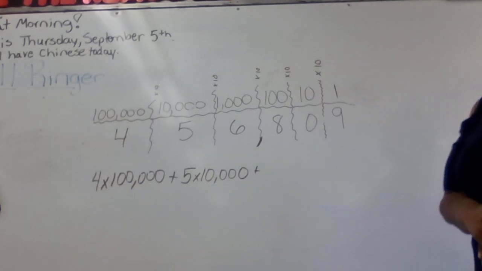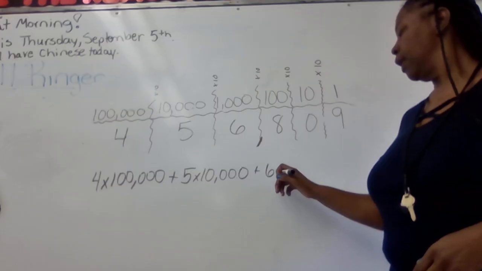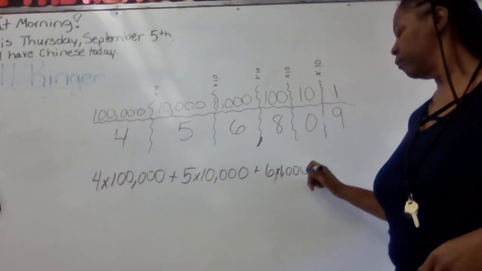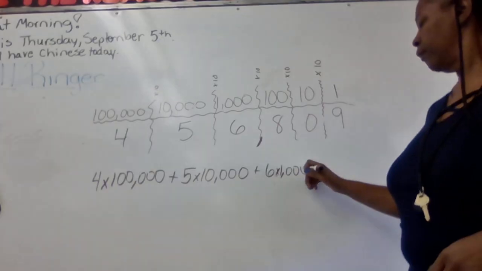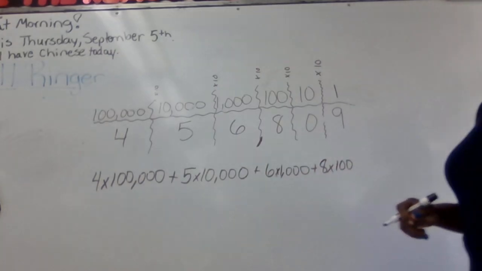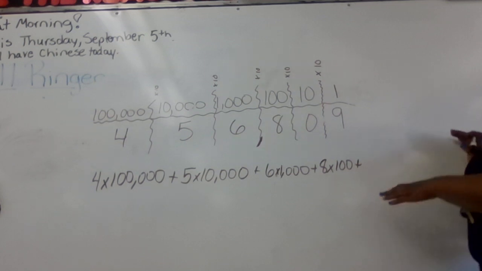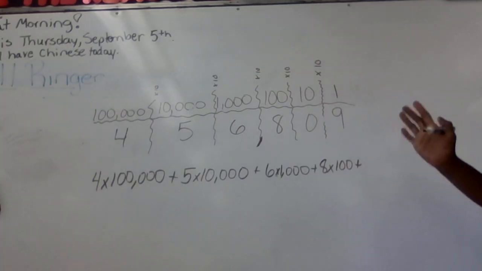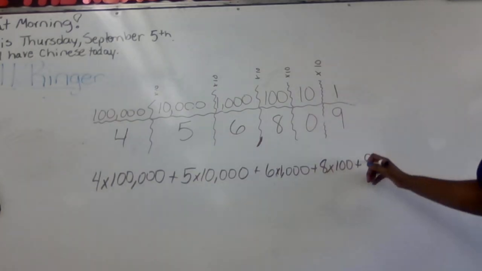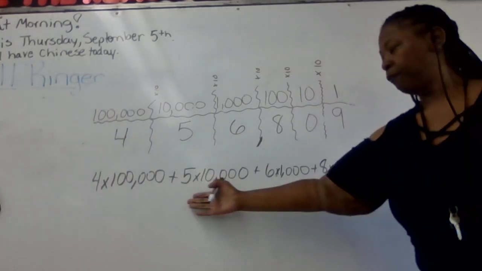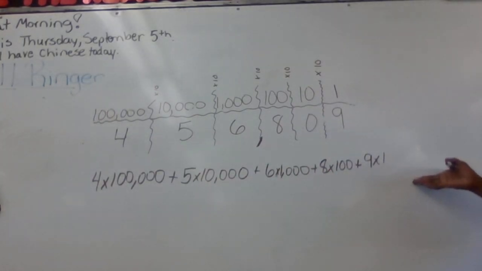Plus, next digit, 6. And what place is it in? It is in the 1,000 spot. The next digit, 8. It's in the 100 spot. So times 100. Plus, there's nothing in the 10 spot, so I'm not going to put anything. I'm not even going to put the 0. I'm going to move to the next one. The next one we have 9, and it is in the ones place. Then I will have this. So this is one form of our expanded form.